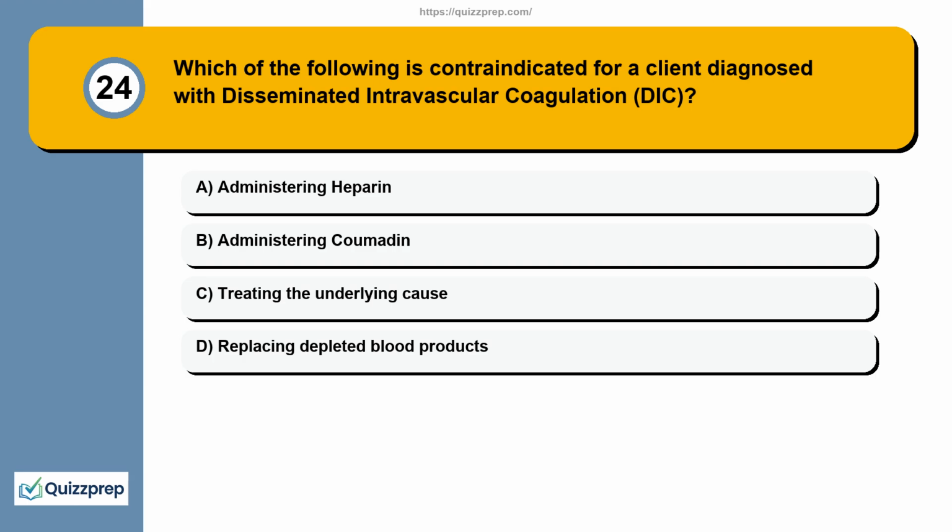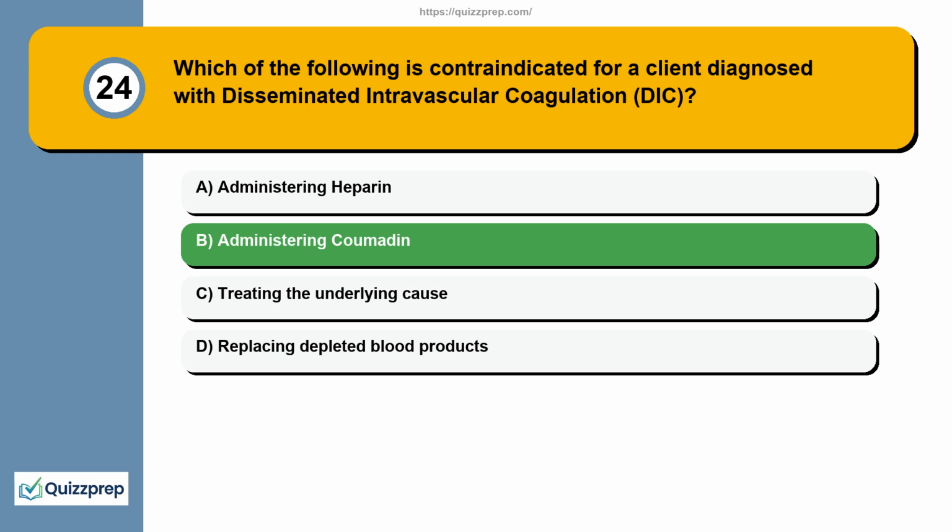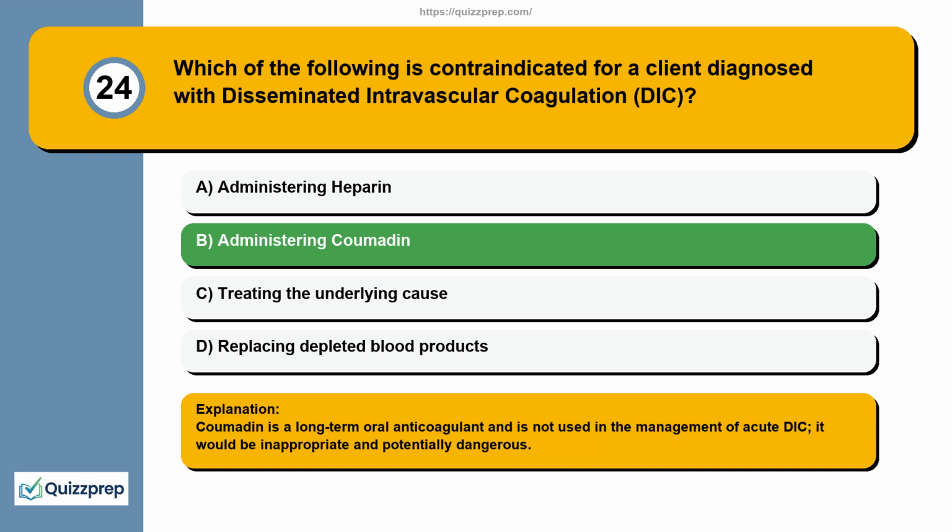Question 24. Which of the following is contraindicated for a client diagnosed with disseminated intravascular coagulation, DIC? Administering heparin, administering Coumadin, treating the underlying cause, replacing depleted blood products. Coumadin is a long-term oral anticoagulant and is not used in the management of acute DIC. It would be inappropriate and potentially dangerous.